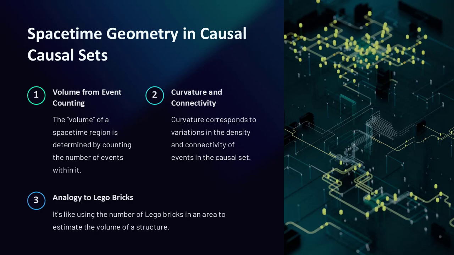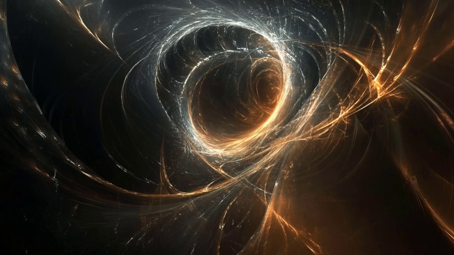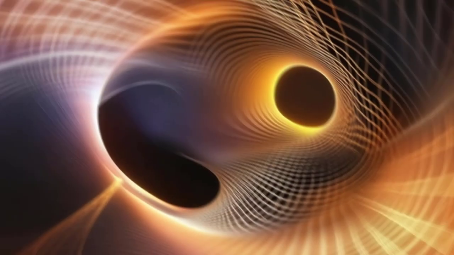A flat spacetime region might have a uniformly distributed set of events, while a curved region, like near a massive object, would show a denser clustering of events. It's like using the number of Lego bricks in a specific area to estimate the volume of a structure. The density of the bricks in different regions reflects the curvature or flatness of the space.